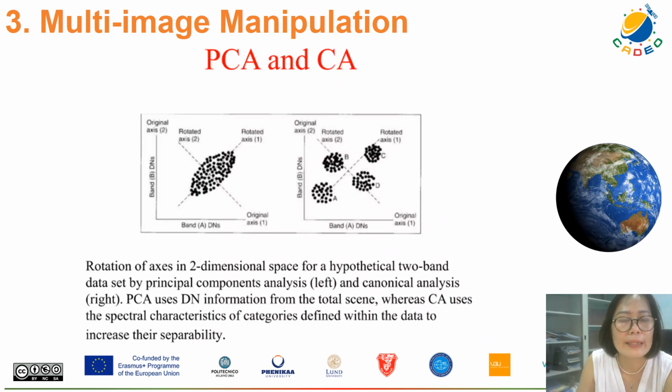The figure is an example of the difference between PCA and CA. As can be seen in the figure, it shows rotation of axes in two-dimensional space for a hypothetical two-band dataset by principal component analysis on the left-hand side and canonical analysis on the right-hand side. The PCA used digital number information from the total scene, whereas the CA used the spectral characteristics of categories defined within the data to increase their separability.